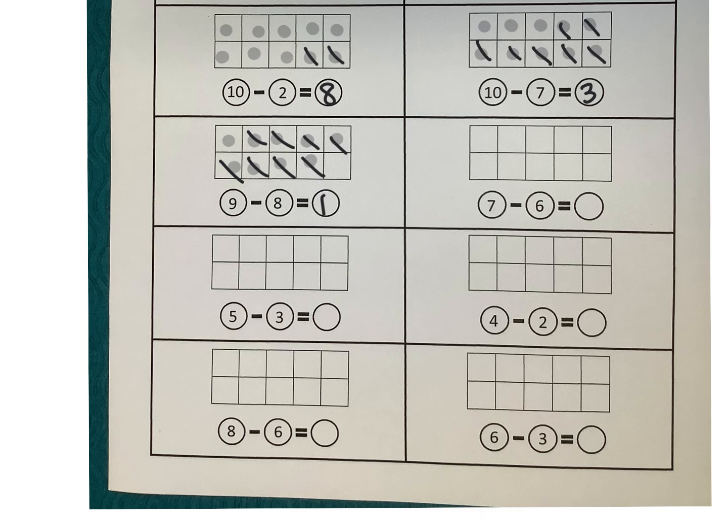Good. Next one we have 7. We cross off 6. And how many are left? 1. On the next 10 frame we have 5. We cross off 3. And there's 2 left. Next we have 4. Take away 2, and 2 are left.